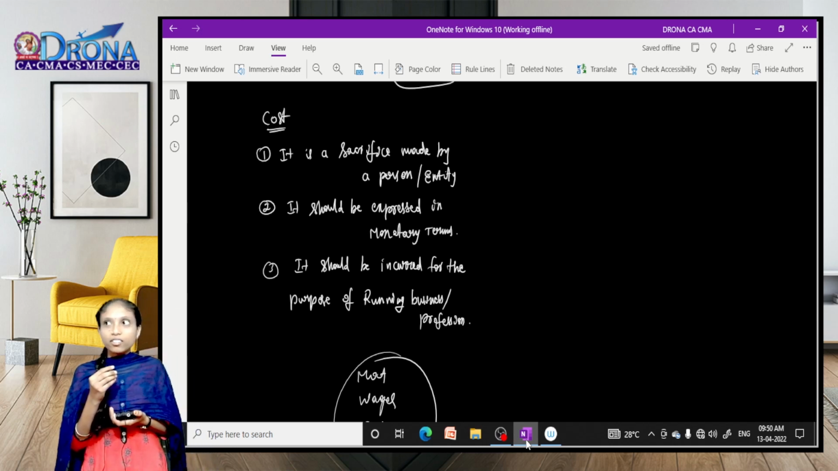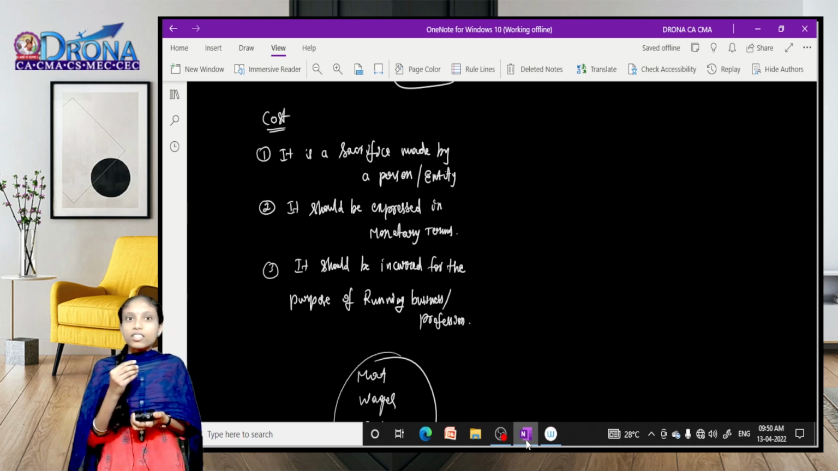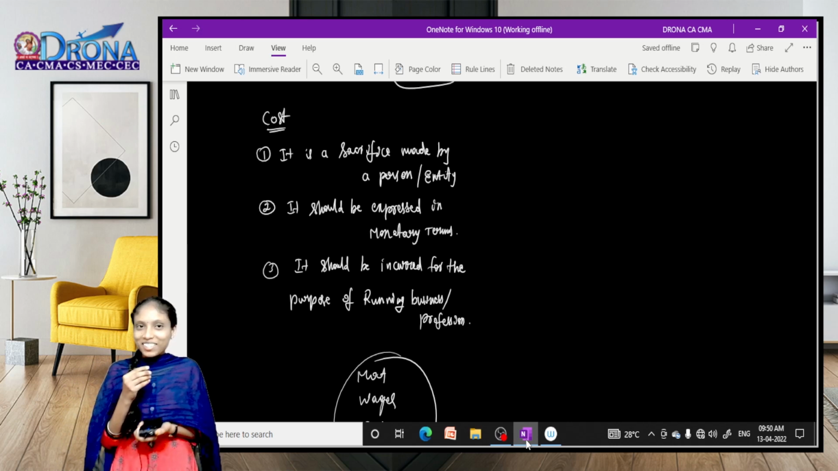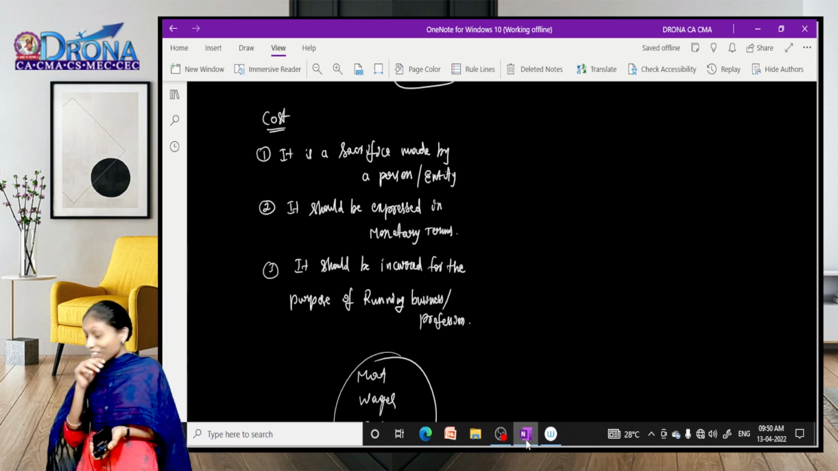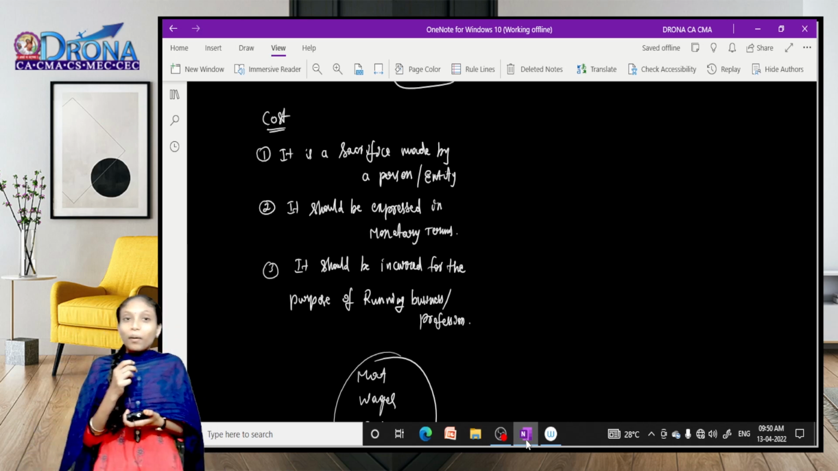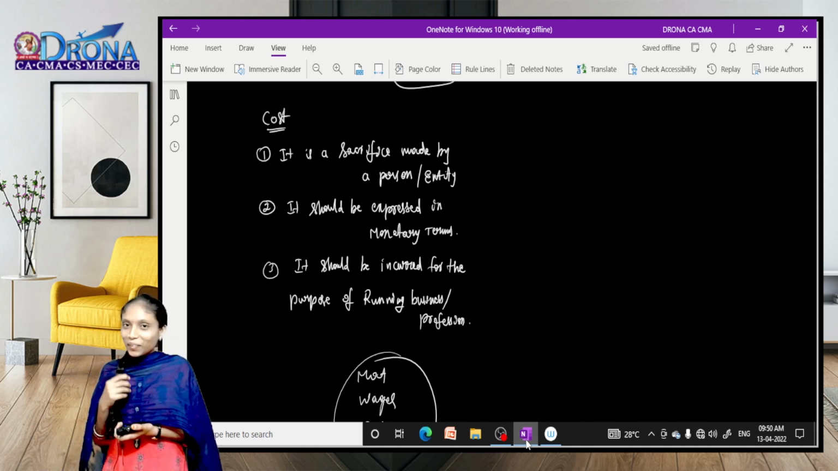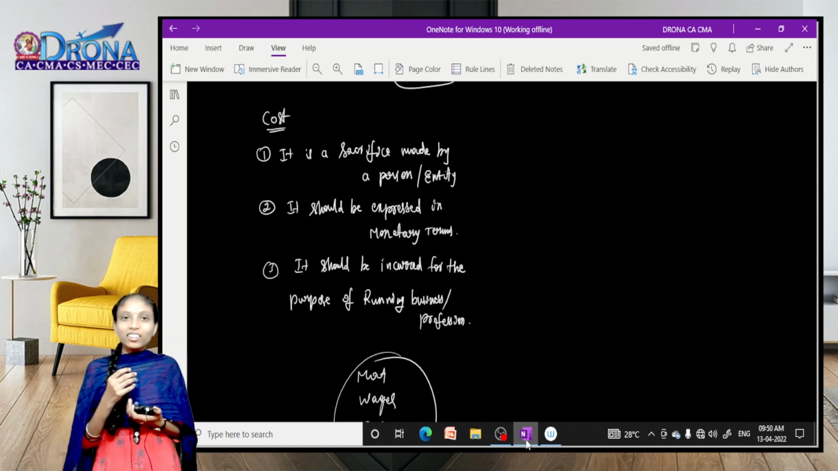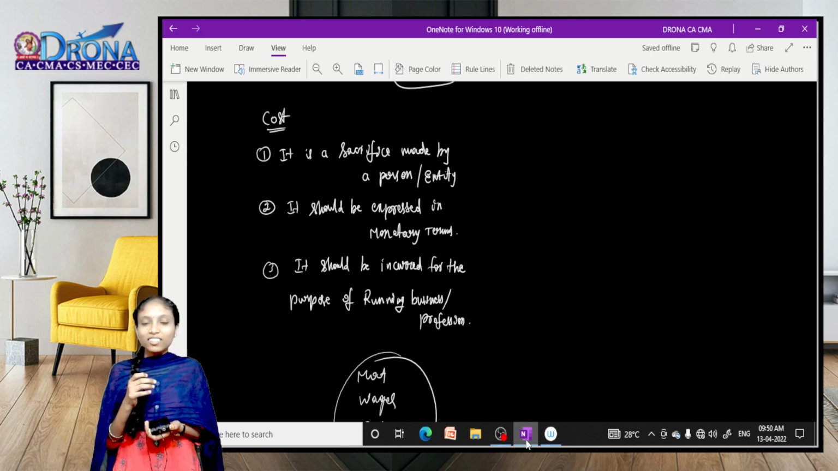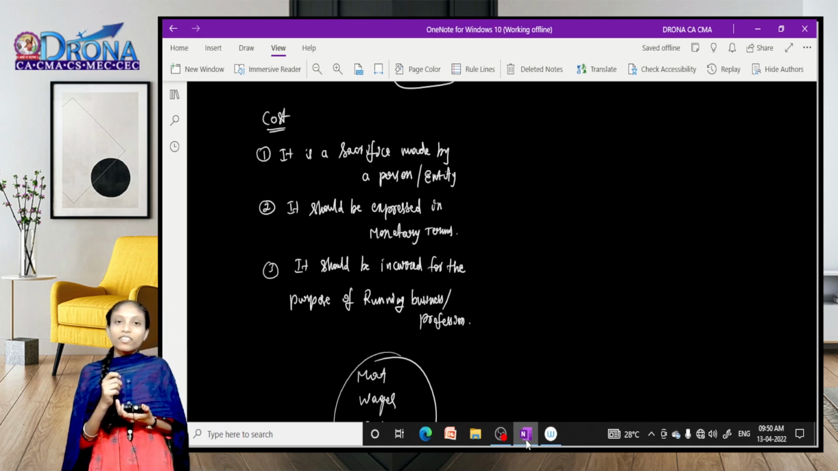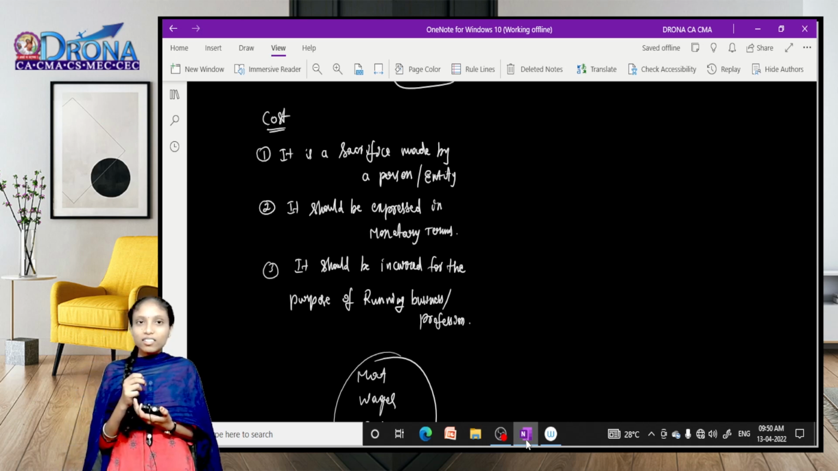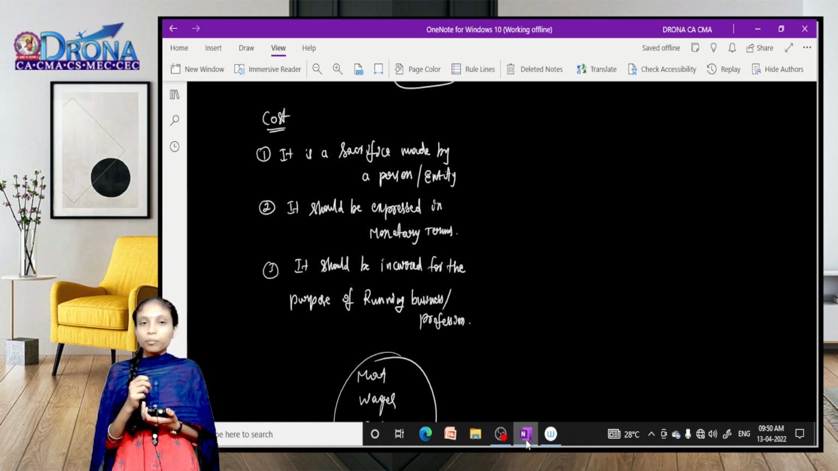In that there are classifications. First one is expired cost and unexpired cost. Product cost and period cost. Manufacturing cost and selling and distribution expenses. Administration cost, job cost and unit cost.